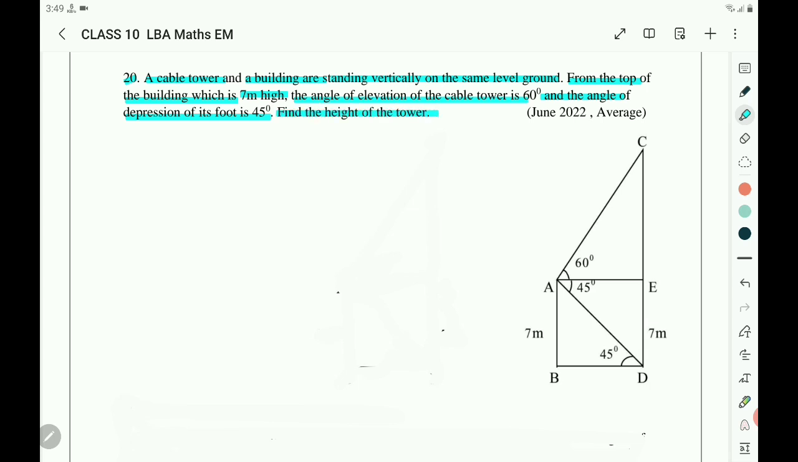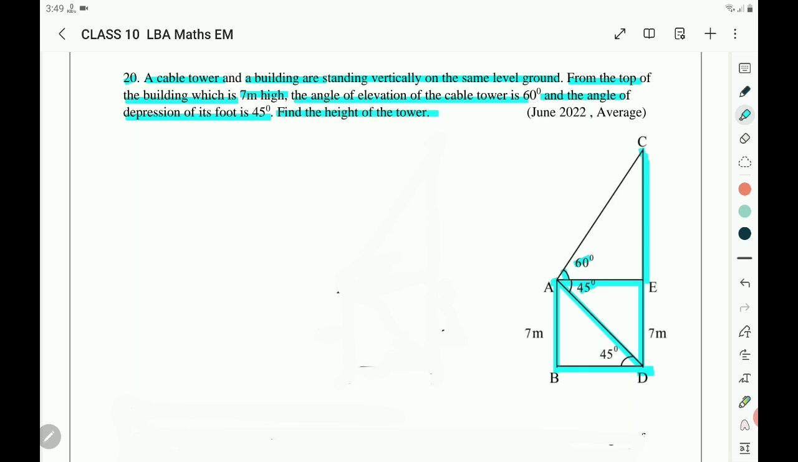Here is a building and the cable tower is on the building. ABDE is a building and CE is a cable tower. From the top of the building A, the top of the cable tower is viewed. The angle of elevation is 60 degree and its bottom is also viewed. So, the angle of depression is 45 degree. What we have to find out? We have to find the height of the tower.